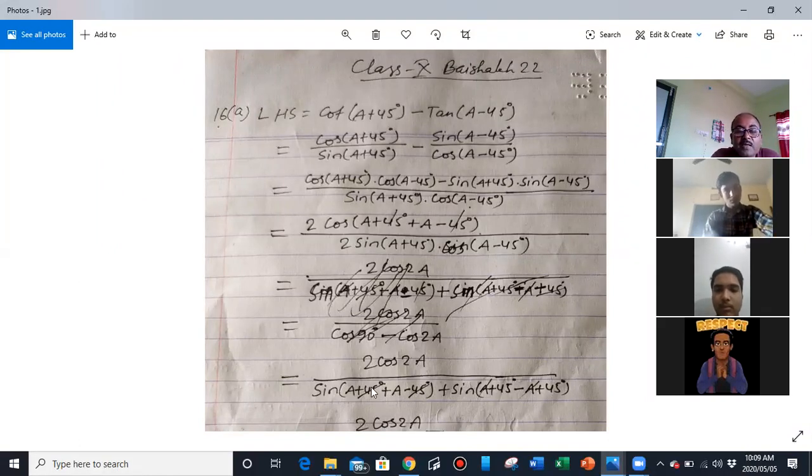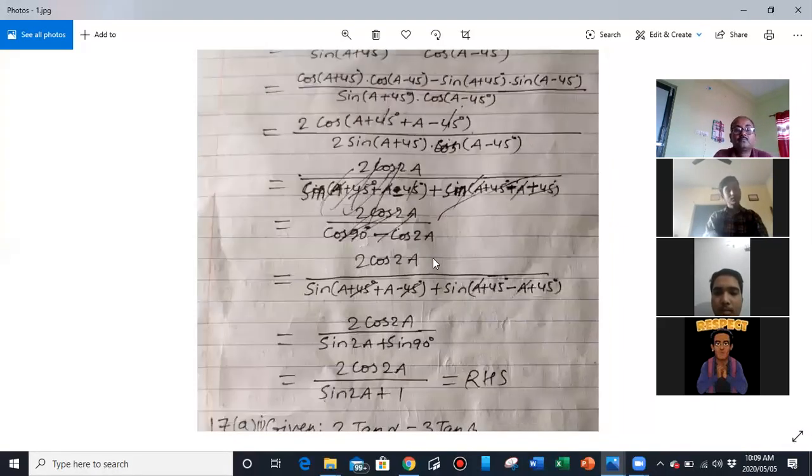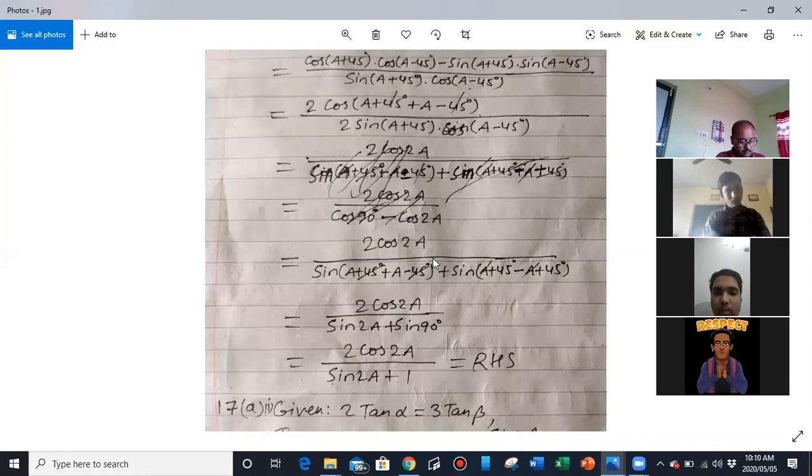Now see, in both the brackets, in this bracket 45 cancels, in this bracket A cancels. What is left now? So 2 cos 2A by sin 2A, since A plus A is 2A, plus sin of 45 plus 45, which is 90 degree. And you know sin 90 degree is 1. So in this way we got the RHS. Correct. Now another solution.